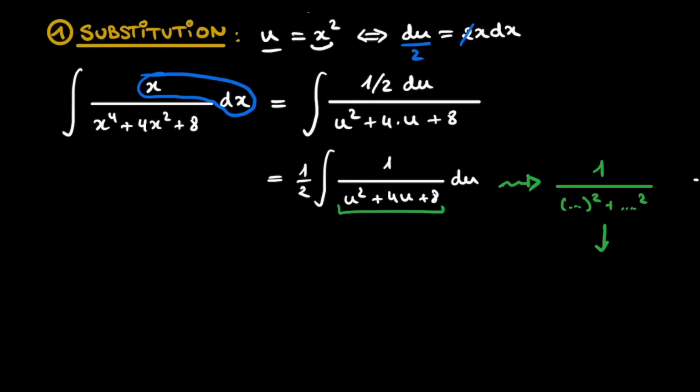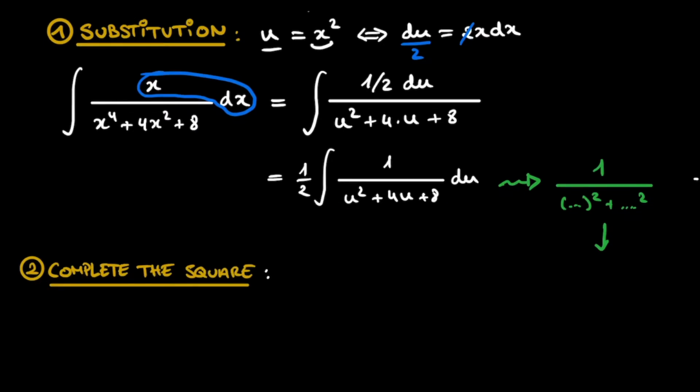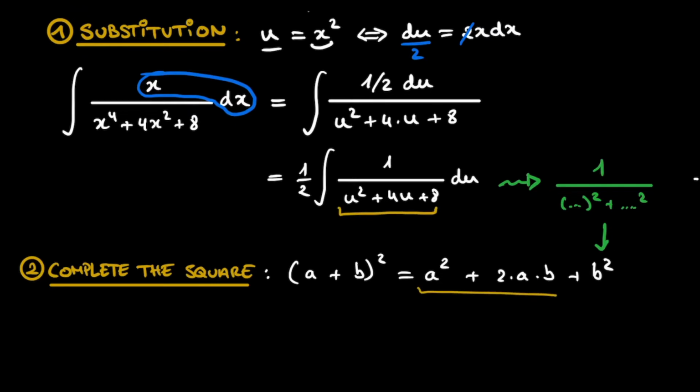And to rewrite this fraction, we are going to use the method of completing the square, which basically uses the fact that a plus b squared is equal to a squared plus 2 times a times b plus b squared. Now, if we compare the second order equation in our original denominator with this form right here, we will try to identify it.